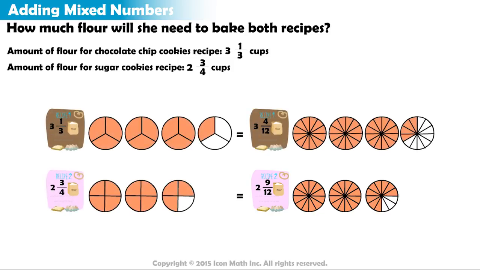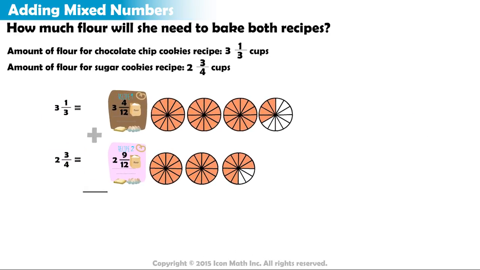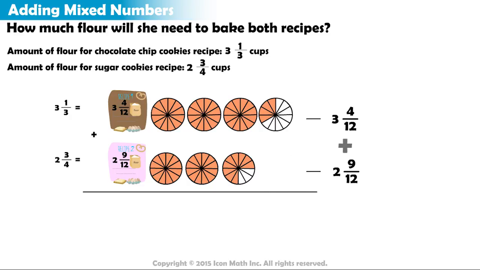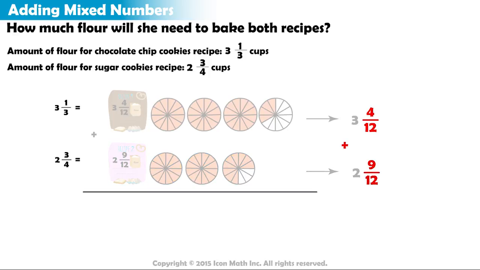Now that we have a common denominator, we can add 3 4/12 to 2 9/12. First, we can add our fractions. 4/12 plus 9/12 equals 13/12. Then we will add our wholes. 3 plus 2 equals 5. So we have 5 wholes and 13/12 of a whole.